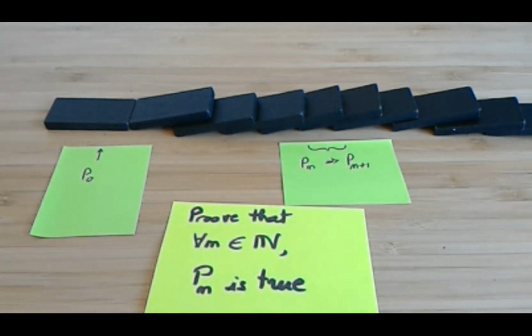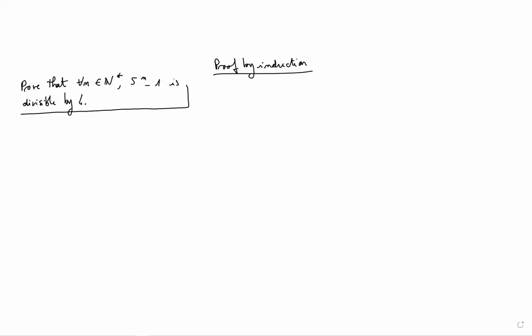So I will show you an example of this, and I will write it down. So this is my example of proof by induction. I want to prove that for all n, for any whole number n except 0, 5 to the power of n minus 1 is divisible by 4. So what I call Pn is the statement 4 divides 5 to the power of n minus 1.